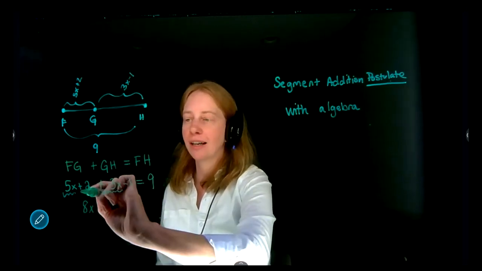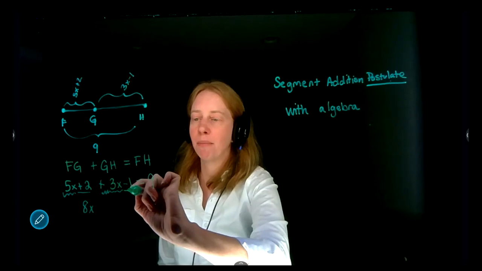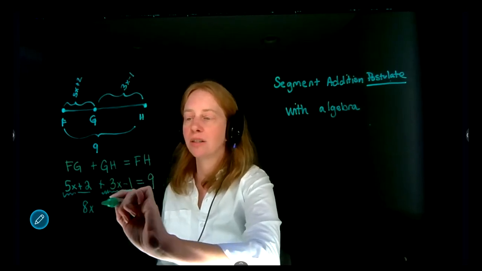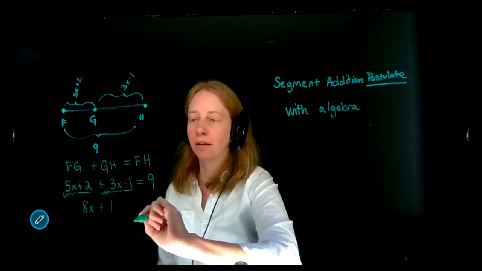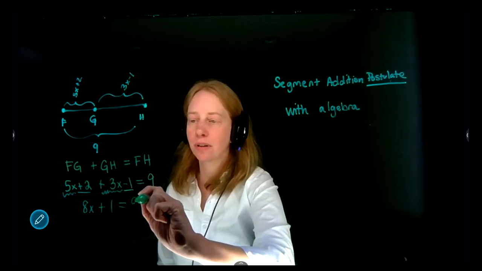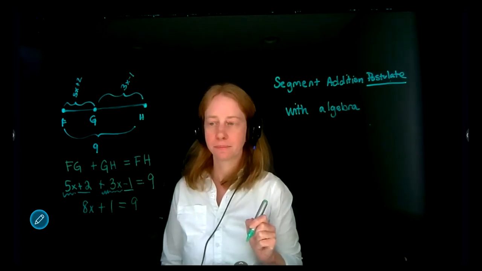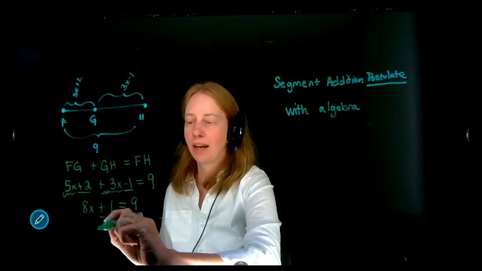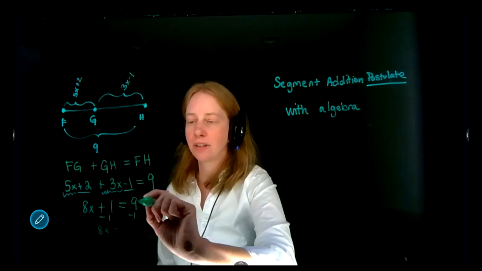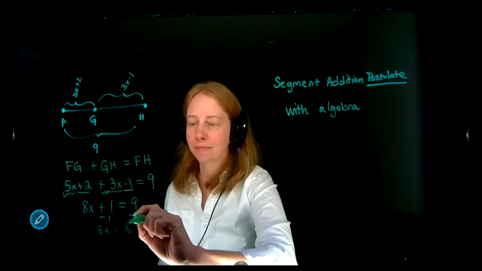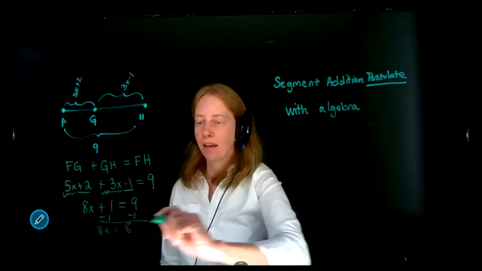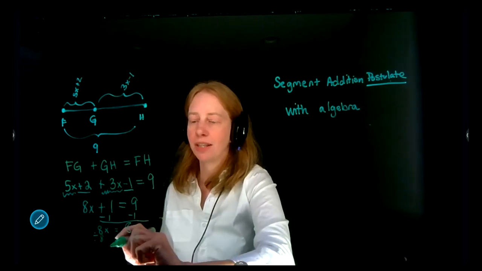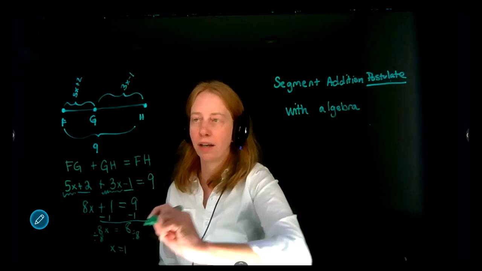Now things without an x are my plus 2 and my minus 1. So plus 2 minus 1 is plus 1 equals 9. Now I'm going to subtract the 1 from both sides. So I have 8x equals 9 minus 1 is 8. And we're going to divide both sides by 8. So in this case, our x equals 1.